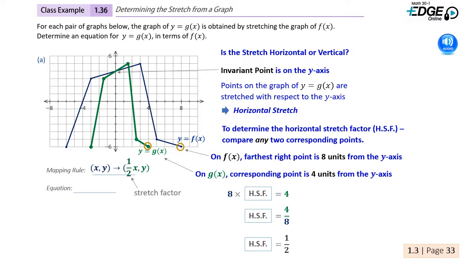Now remember, the stretch factor shows up as it is in the mapping rule, which is to say, if the stretch factor is 1/2, we'll see the coefficient of 1/2. So here our mapping rule is that (x, y) becomes (1/2 x, y). However, because this is a horizontal stretch, it corresponds to the b parameter, so the coefficient in front of x. And we remember that there is a reciprocal relationship between the stretch factor and the b value. So here, f of 2x would be the parameter that would lead to the stretch of 1/2.